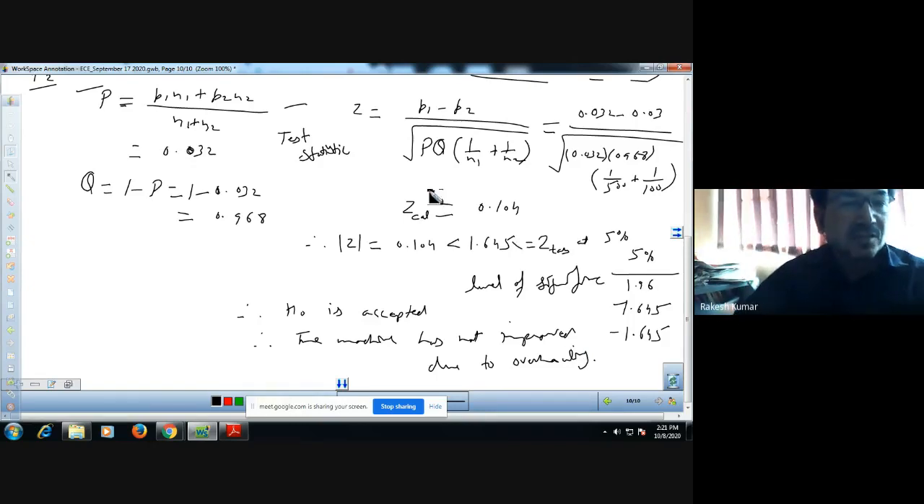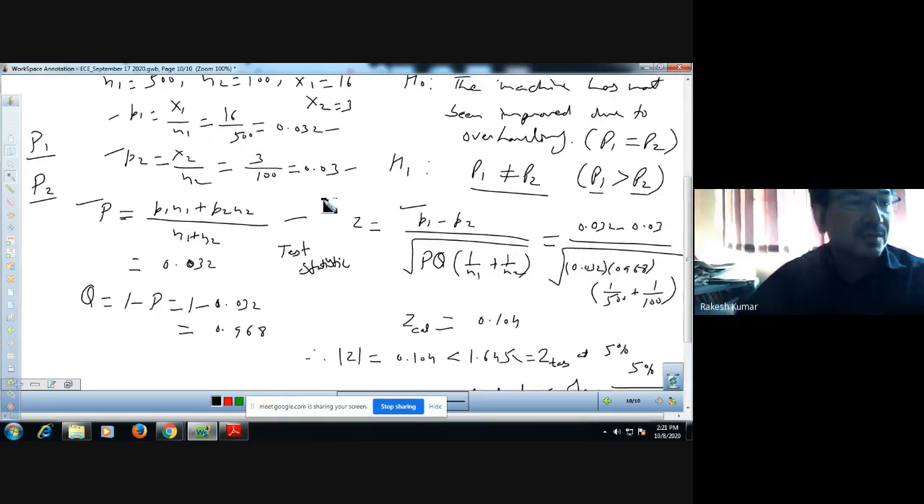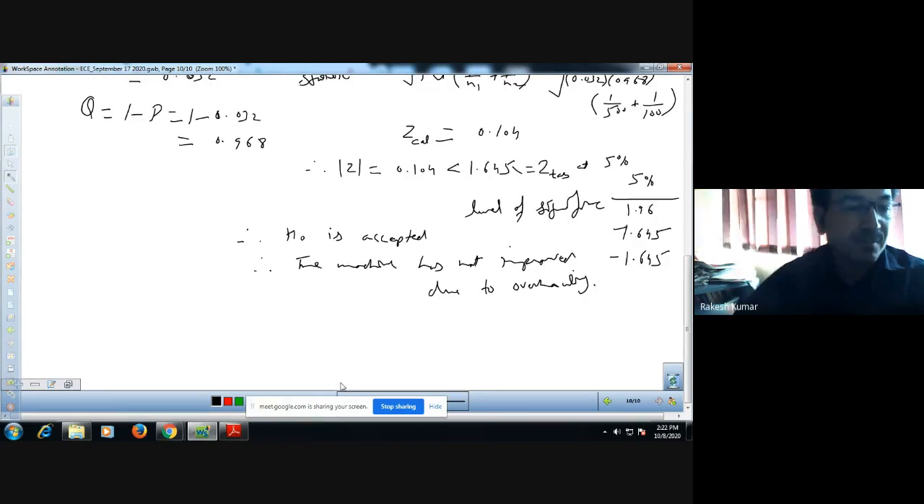So this was the question of a difference of two proportions. You will always use this formula for calculating the test statistic, and you will use this formula for calculating probability, capital P, like this. These are two samples with proportions P1 and P2 that can be calculated. Small p1 and small p2 are for proportion, but capital P is for probability of the population.